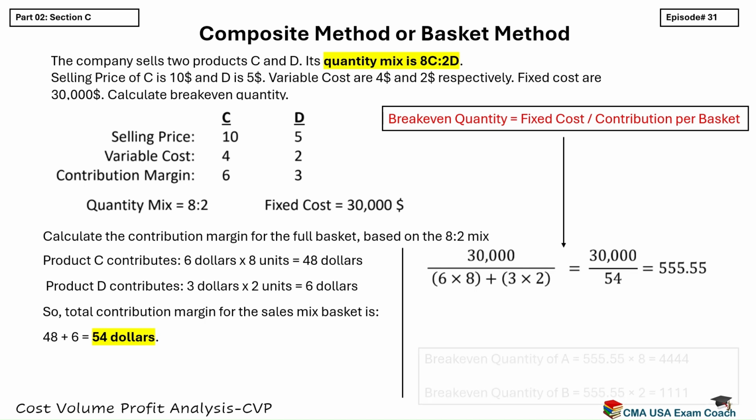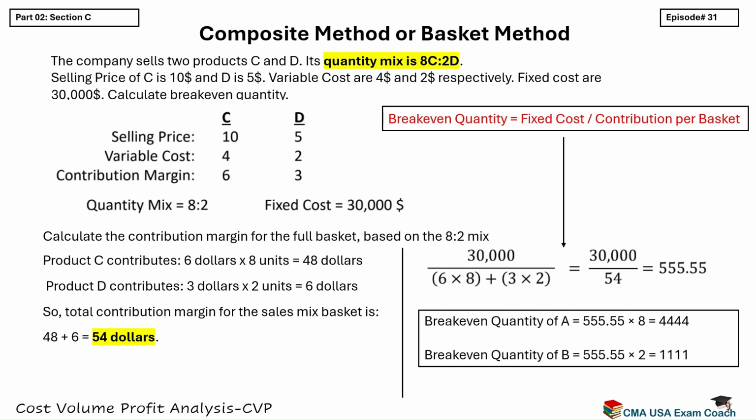Now let's calculate the break-even quantity of each product. Product C equals 555.55 times 8, which gives us approximately 4,444 units of product C. Product D equals 555.55 times 2, which gives us approximately 1,111 units of product D. So the company needs to sell 4,444 units of product C and 1,111 units of product D to reach its break-even point in this given sales mix.